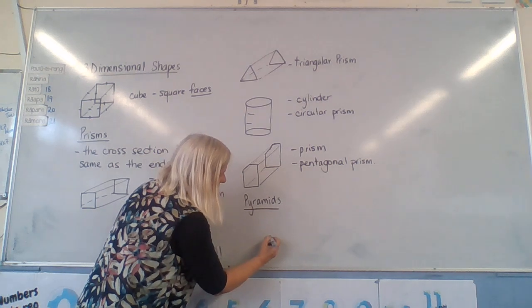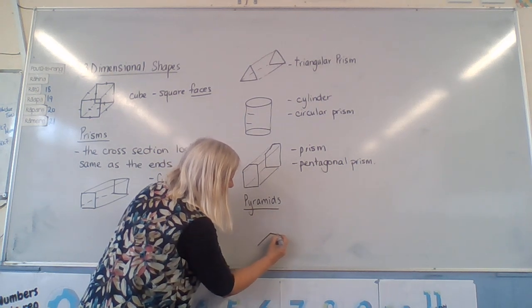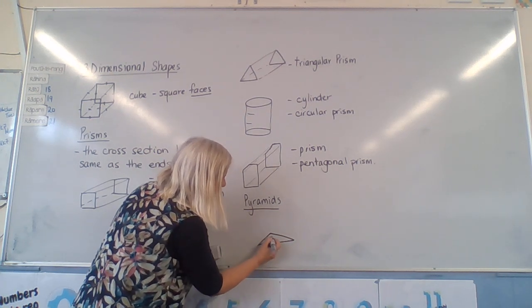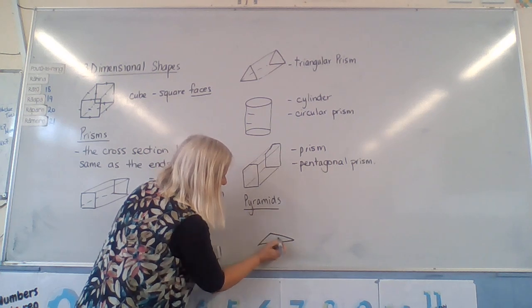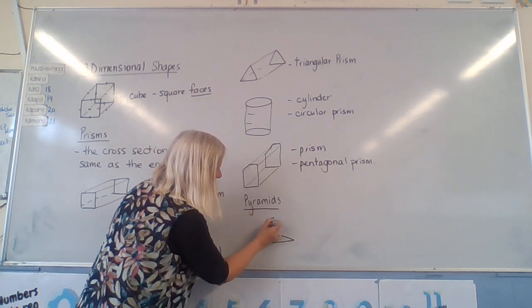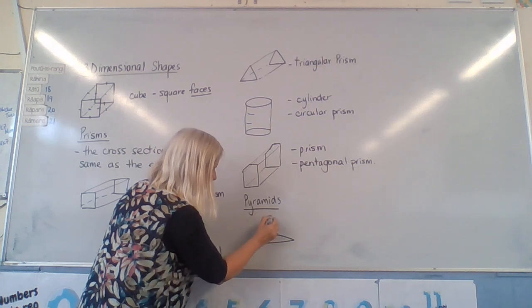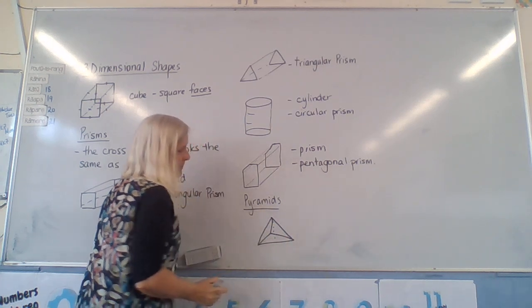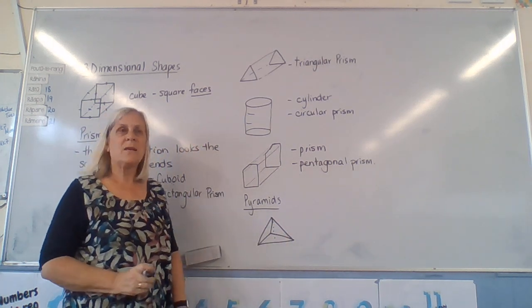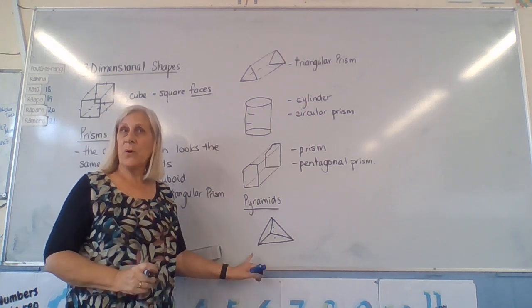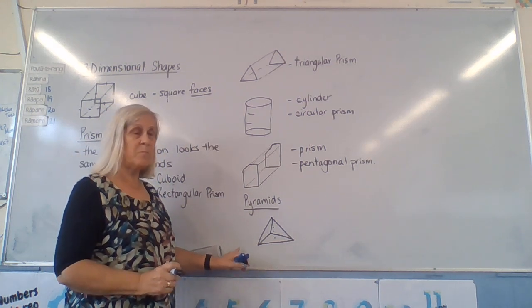All right, we have a triangle. We put a dot in the middle. Try and not make that dot exactly where the other is, and we go up, and then we join it downwards. All right, that is a pyramid, a triangular-based pyramid.